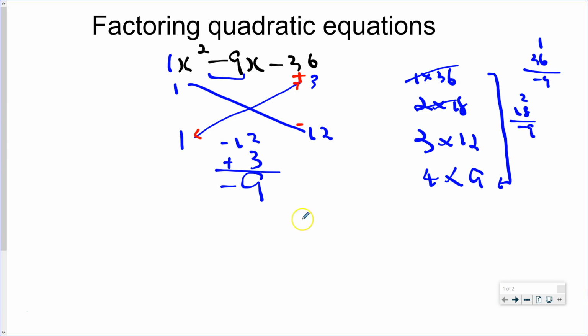How to read the answer is not too bad. You read it, not eat it, sorry. You read it per row. So I basically put a parenthesis around each of them. 1x plus 3. I'm not going to write the 1x, so it's just x plus 3. The second parenthesis is going to be x minus 12. So as far as the factoring goes, this is done.